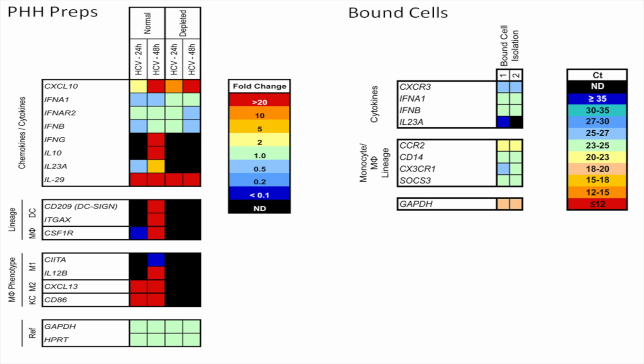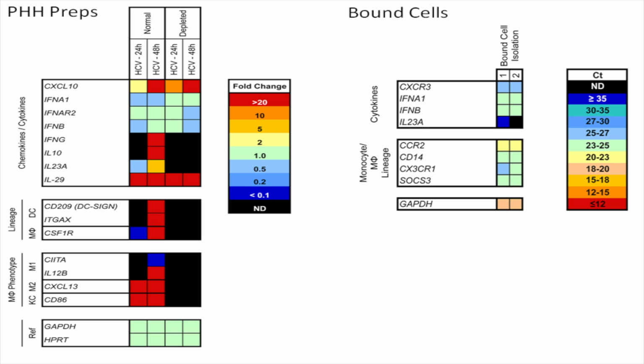On the other hand, when you look at the depleted cell population, what's clear is that you still get very good CXCL10 induction, but the expression of interferon gamma and IL-10 and IL-23 are completely gone, as are the monocyte and Kupffer cell markers. And if you go back to the cells that stick to the column, which are presumably your non-parenchymal cells, this is what you find.